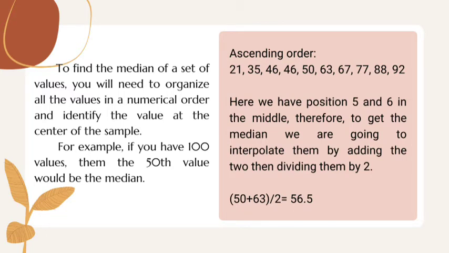So in our case, let's arrange them in ascending order first to determine the median. So here we have positions 5 and 6 in the middle. Therefore, to get the median, we are going to interpolate them by adding the two, then dividing by 2. So 50 plus 63 divided by 2 is 56.5, and that will be our median.